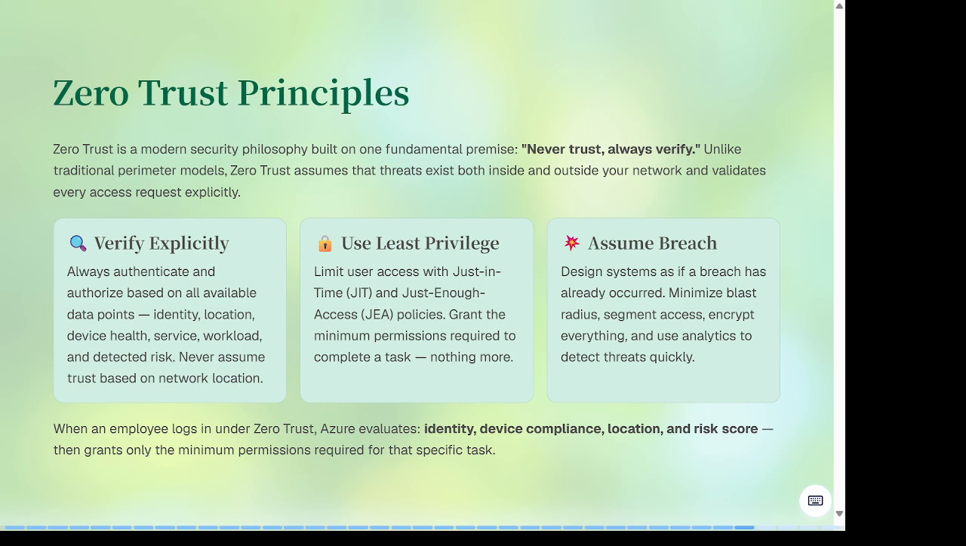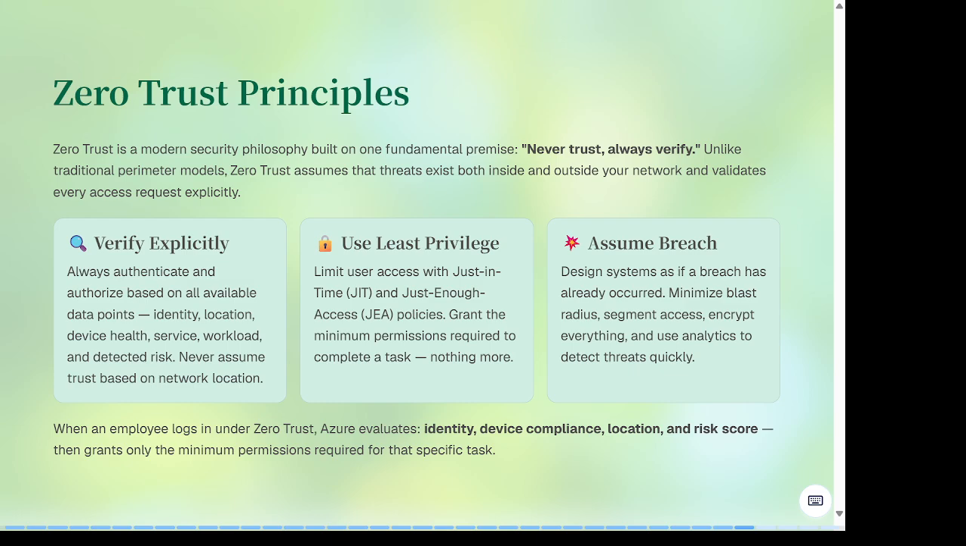How zero trust works during a login. When an employee logs in, Azure evaluates identity verification, device compliance status, location risk, and behavioral risk signals. Dynamic access decision. Based on this evaluation, Azure grants only the minimum required access for that specific task. So access is context based, risk aware, and continuously evaluated.